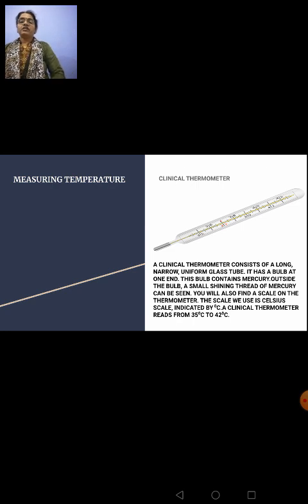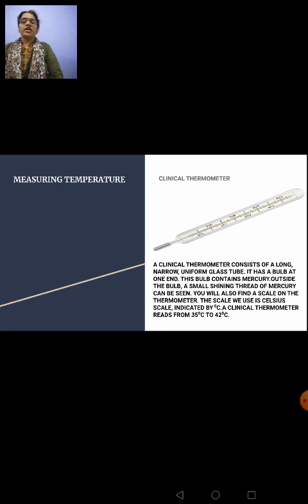Okay, and then it has got a scale on which the readings are written, and that tube inside is filled with mercury. And there is a kink before that bulb where that mercury stops. It will not allow the mercury to fall into the bulb. So a clinical thermometer consists of a long, narrow, uniform glass tube. It has a bulb at one end. This bulb contains mercury. Actually, there is a kink where the mercury stops, and that kink will not allow the mercury to fall into the bulb.